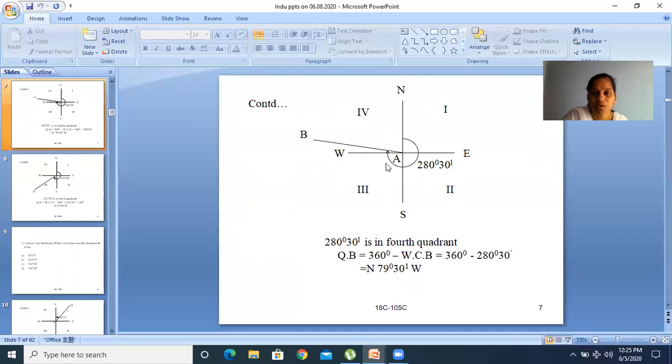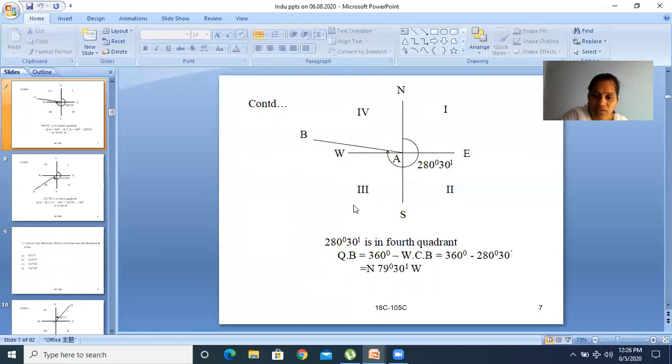So this is the fourth quadrant, like this. This is the AB line, and you have to show it from the north direction. So what is the rule for conversion from WCB to QB? QB is equal to 360 minus WCB. So QB is equal to 360 minus 280 degrees 30 minutes, and the quadrants are north, west. That is north 79 degrees 30 minutes west. So that is the third question.